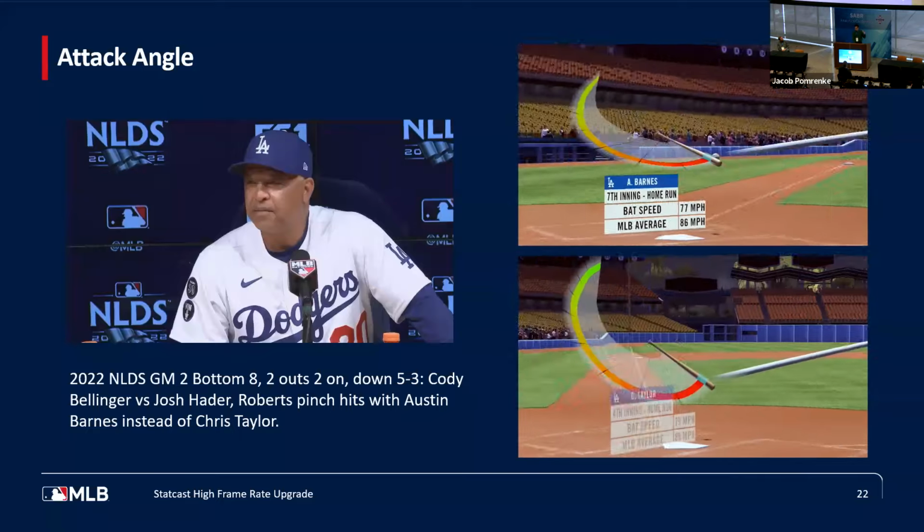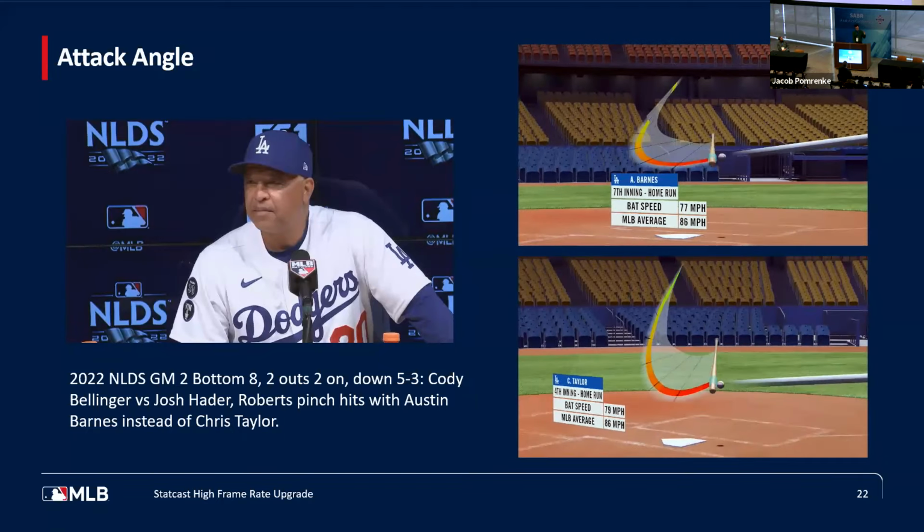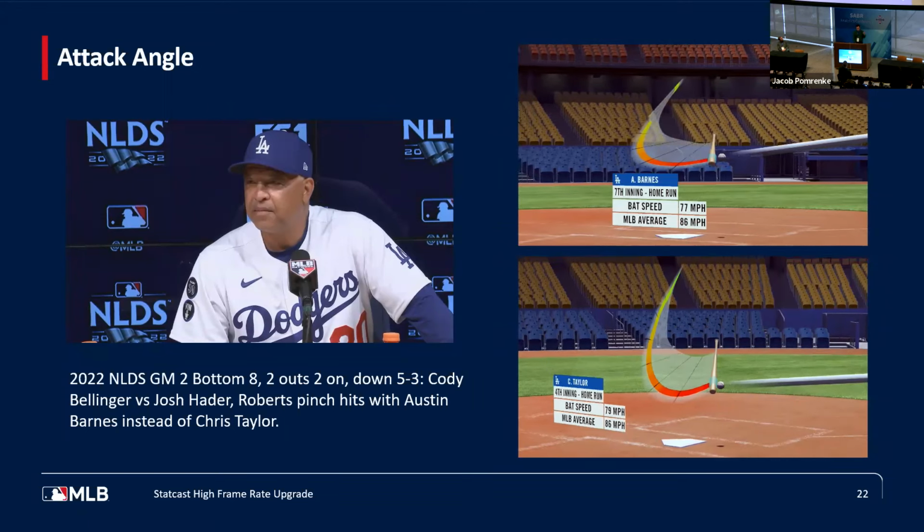So we have Barnes up there, and then Taylor here. And you can see, I'll pause it for a sec, you can see these two swing paths look very different. You can see Austin Barnes as it approaches the ball, much flatter, much more in line with it. Whereas Taylor's is much more coming from the top, more uppercutty swing. Like I said, in both these cases, they both hit home runs, so you can succeed in both ways. But there are differences in each of these.